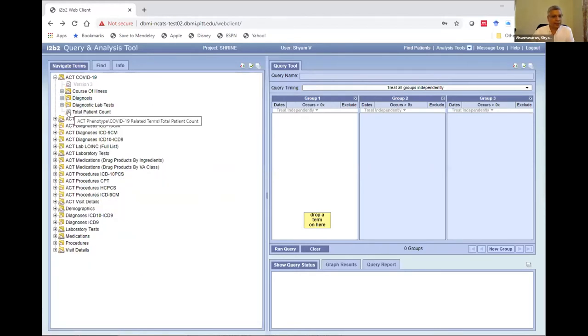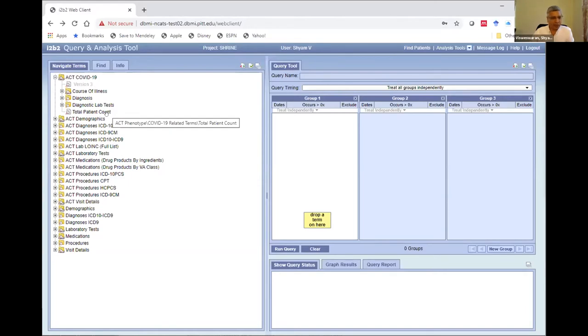And then finally, we have this element called the total patient count. What this does is it basically tells you the total number of patients at a site, which has been loaded into this particular I2B2 repository connected to the ACT COVID network. And this provides the denominator that most of the times you might need to understand any of the other queries.